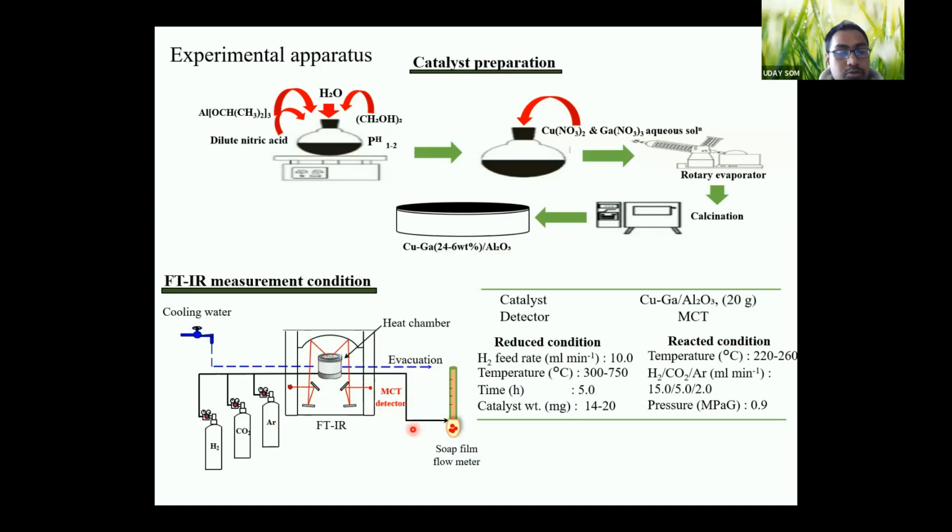After that, we use the soap film flow meters. We can see from the soap film flow meter how much gas is flowing. Firstly, the reduction conditions: in my laboratory the hydrogen feed rate is 10 milliliters per minute, the temperature is around 300 to 750 degrees, the reduction time is 5 hours, and the catalyst weight is 14 to 20.